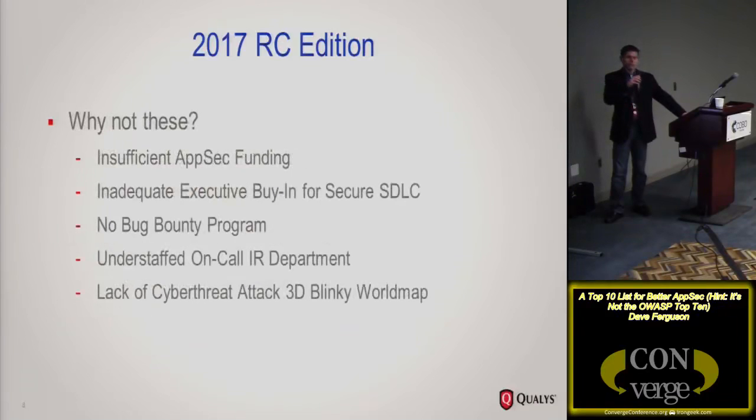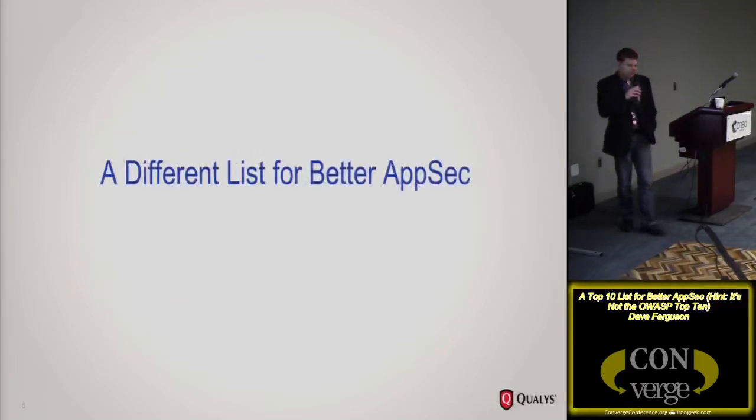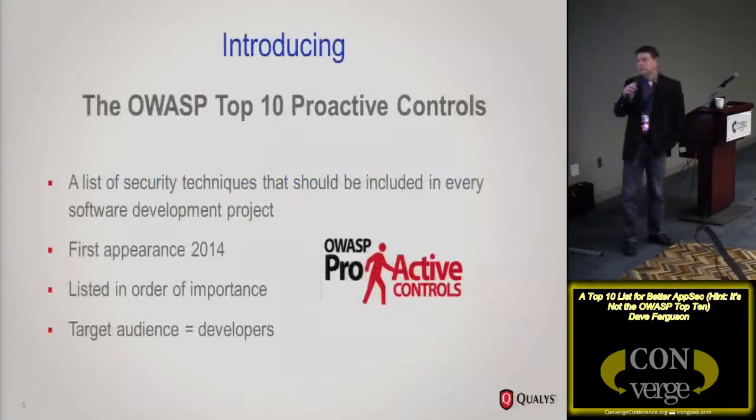Okay, so I'm really done talking about the OWASP top 10 now. I want to get into a different list for better AppSec. And the list I'm going to talk about is the OWASP top 10 proactive controls.